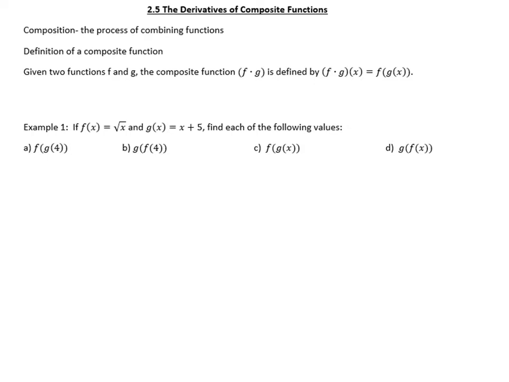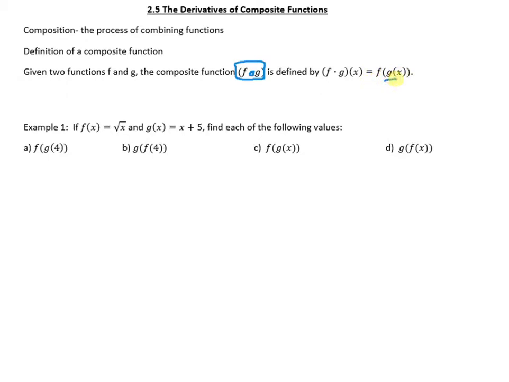Section 2.5 covers the derivatives of composite functions. So composition is the process of combining functions. The definition of a composite function: given two functions, say f and g, the composite function has the notation f, and then there's usually either a circle or a dot. So f circle g is defined by the composite function of f and g at x equals f of g at x.